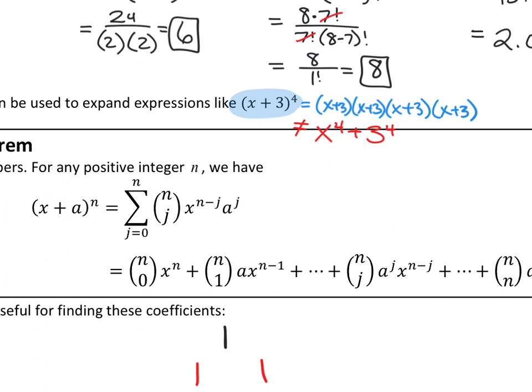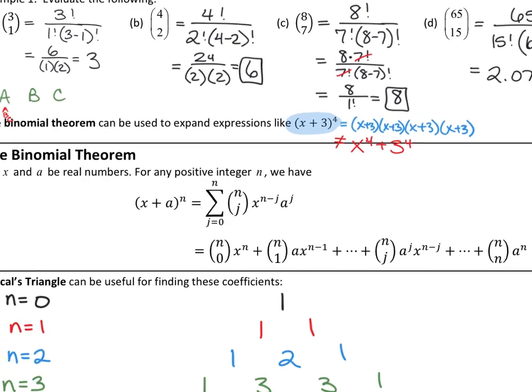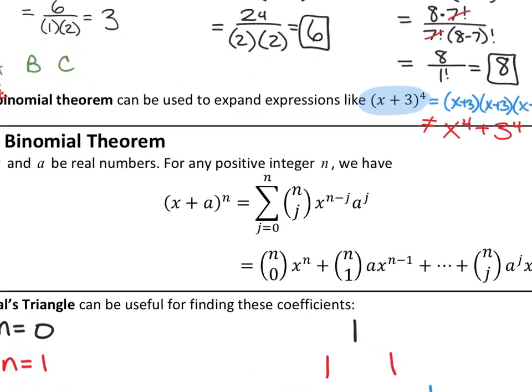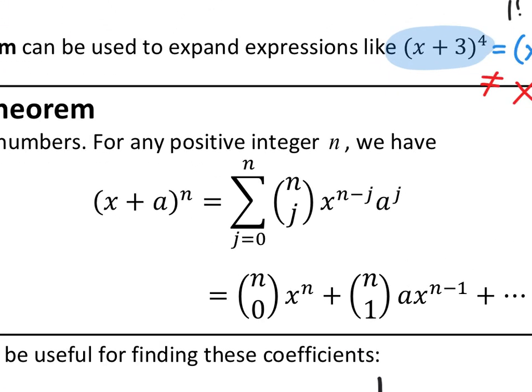So I don't think that we want to sit here and multiply out that blue equation over and over again, because that would probably take a good sheet of paper to do. So instead, mathematicians have found what's called the binomial theorem. What do you notice is in the binomial theorem?